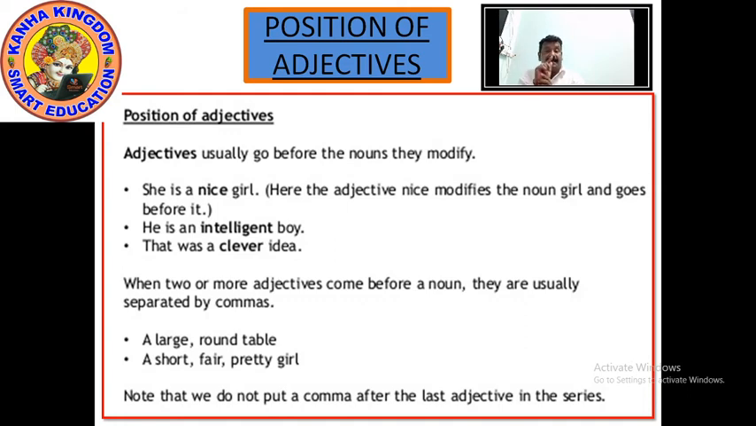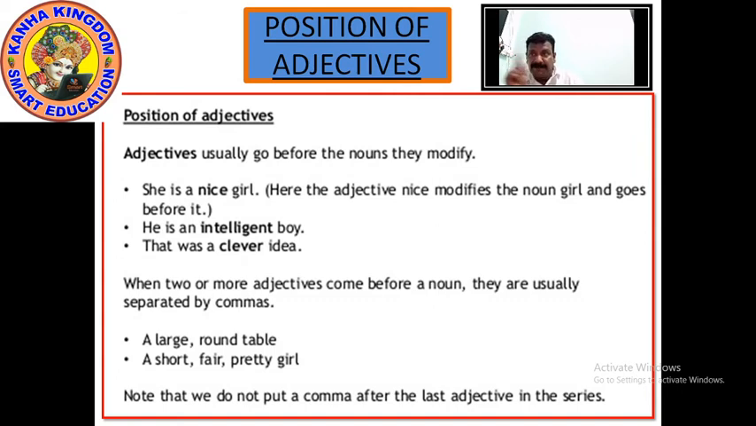A large, round table. See the second example: a short, fair, pretty girl. So a short, 1 comma, then you write 1 more adjective, fair, pretty girl. When there are 2 adjectives before a noun, they are separated by commas. So you need to memorize this. Please write this down.